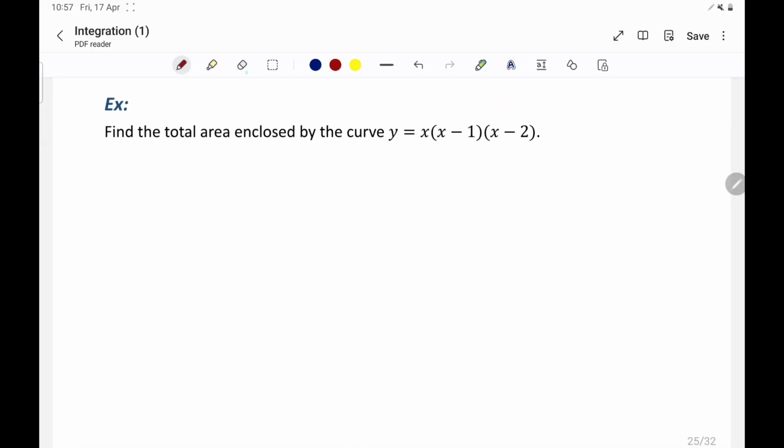No, here I think I made a mistake. It shouldn't be this one. Remove. Okay, I have x multiplied with x minus 1.